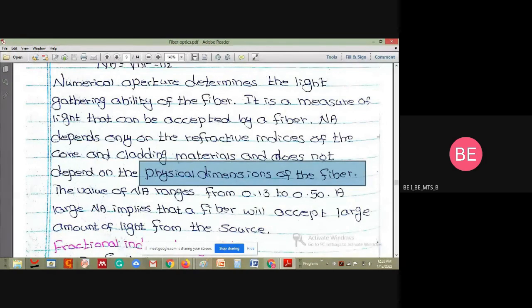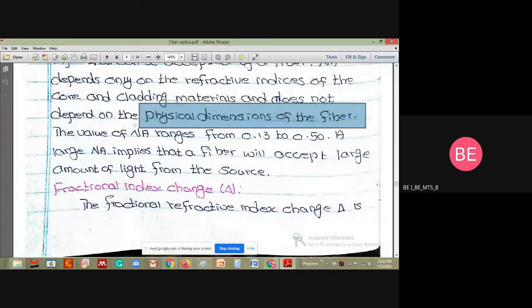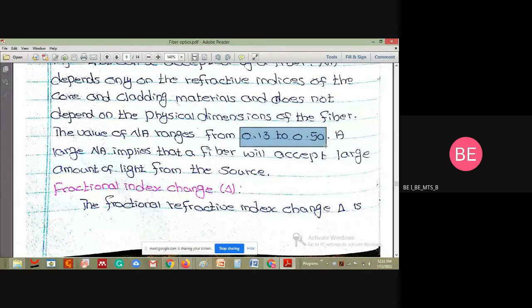The normal value of numerical aperture ranges from 0.13 to 0.50. This is the typical value for numerical aperture of an optical fiber. A large NA implies that the fiber will accept a large amount of light. If numerical aperture is higher, the light gathering capacity of the fiber is also higher.